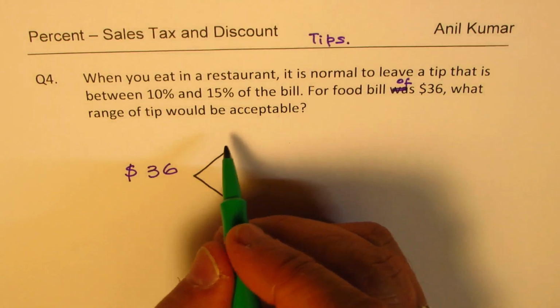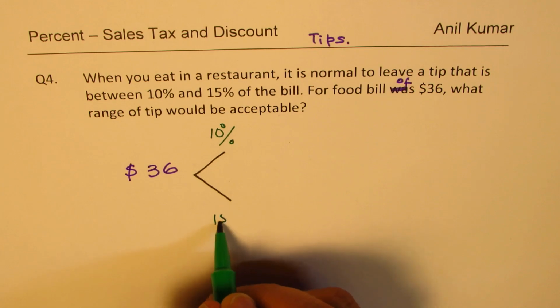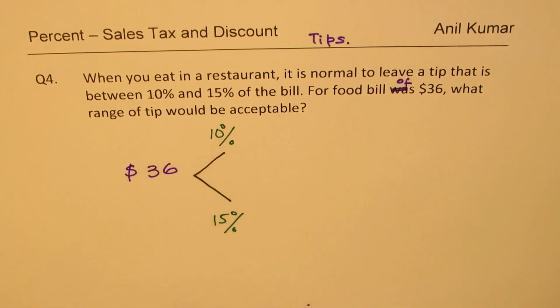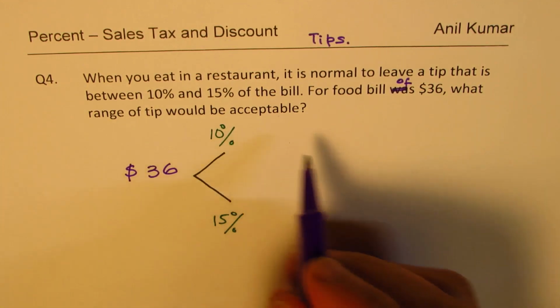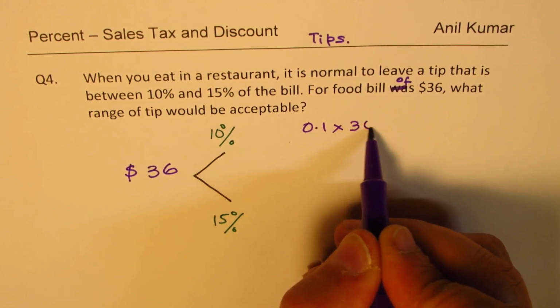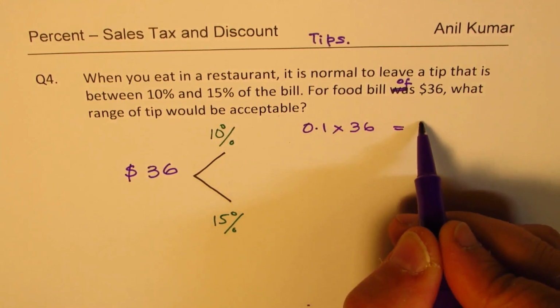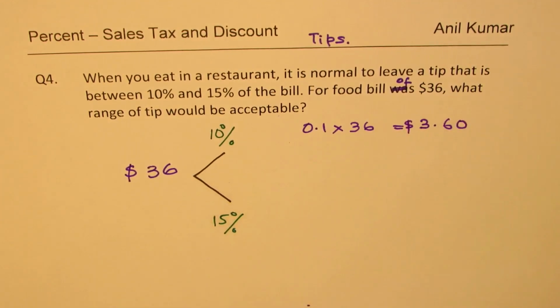Now one value, which is the lower limit, is 10%. The other one is 15%. So you need to calculate these two. So 10% of 36 is how much? Well, 10% of 36 will be 0.1 times 36. You have to just change the decimal, which is $3.6, correct? Or 3.60.